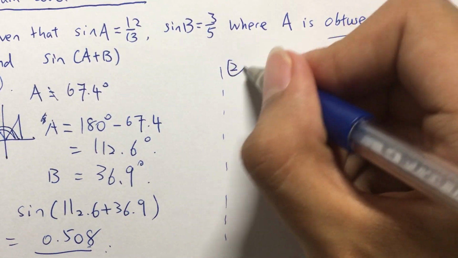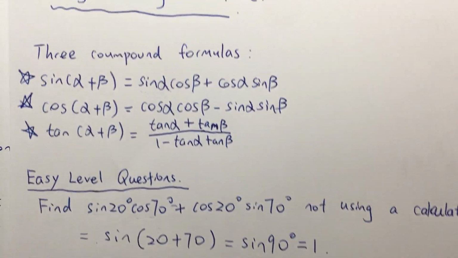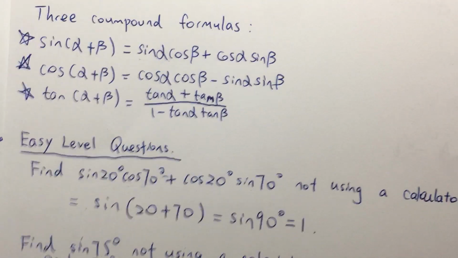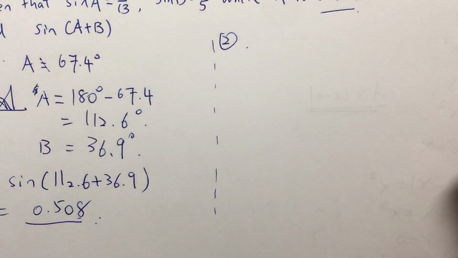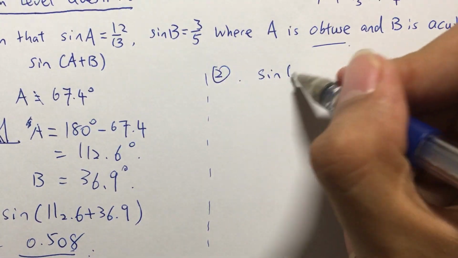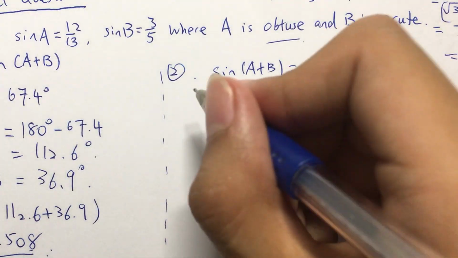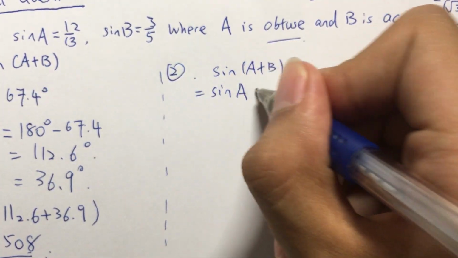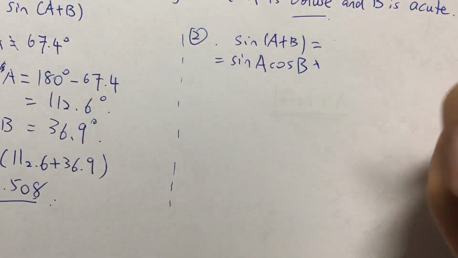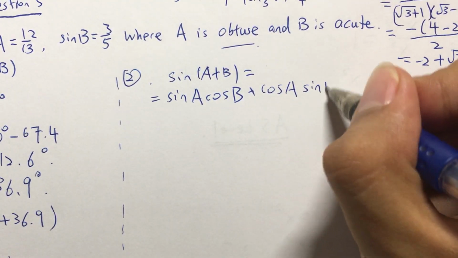Let's try the second way. Well, the second way we need to use our compound formulas, which is, let's simplify sine of A plus B into sine A cosine B plus cosine A sine B.